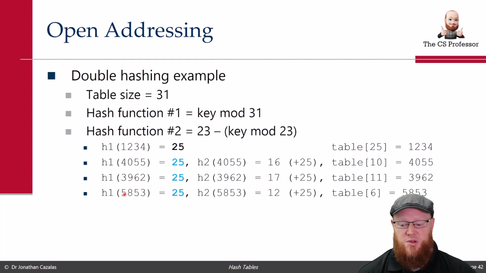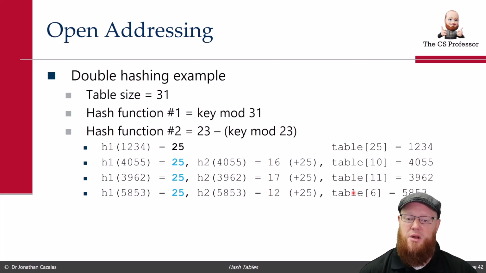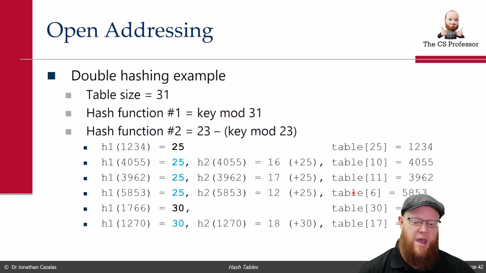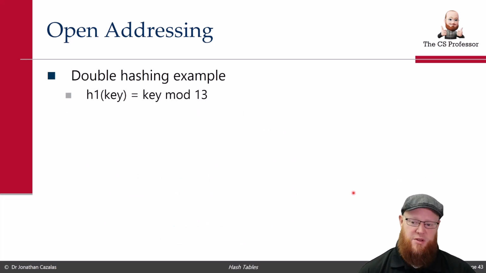What about this next person, 5853? They also, of course, hashed at 25 by design of the problem. And when we put 5853 into the second hash function, we get our step size of 12. 25 plus 12 brings us to index 6 in the table, where we put our key, and then we had 2 more. So this is the overall idea of using double hashing, just yet another probing sequence.